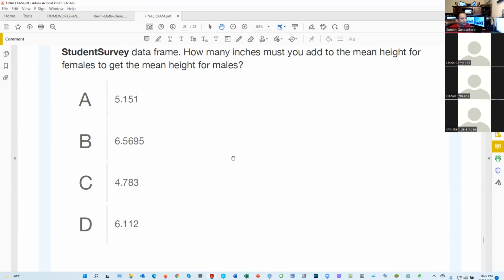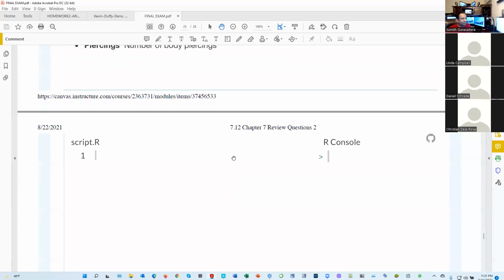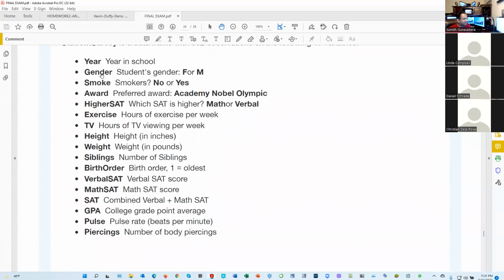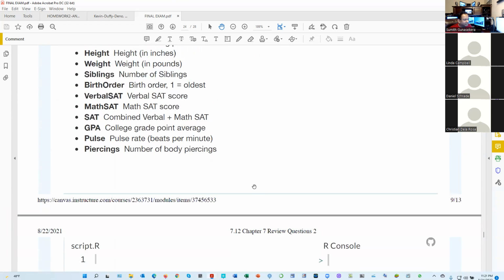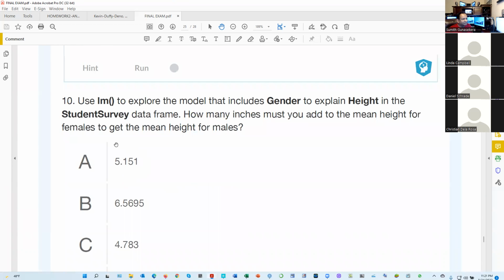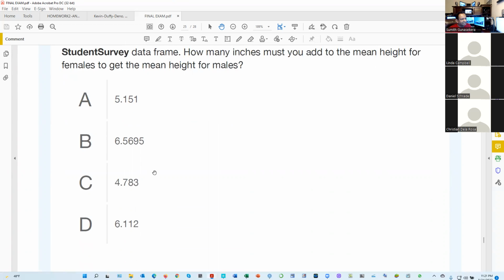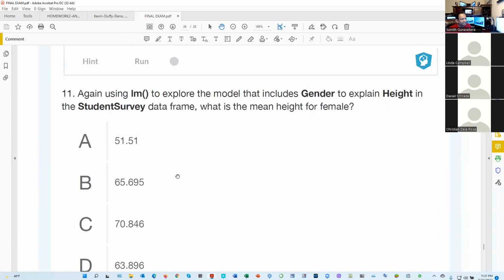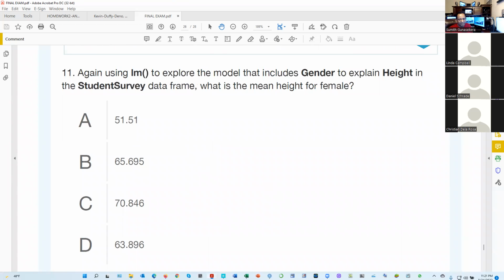5.151. If the males and females, make sure who will be given the male. Who are the male? Gender: student, female and male. Okay, but who has been taken as the, whose mean is this? 5.155. If this is the mean for that lower one, then you should add the other one. Add how much? The gap between those two. So then they're going to ask what is the mean height for female?